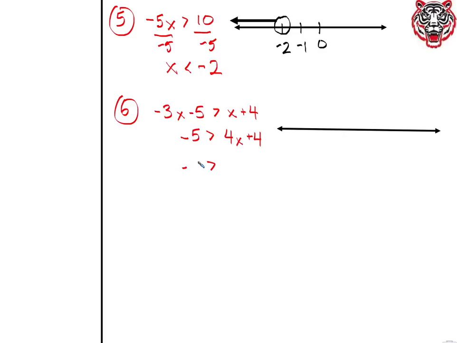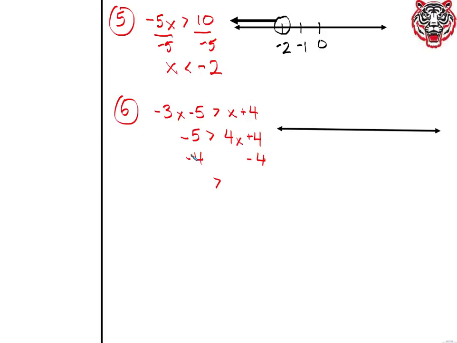Oh wait, no, it's -9. Is it -1 or -9? -9. Let me write out what I'm actually doing. I'm subtracting 4 from both sides, right? -4, -4. So what do I have? -5 and I'm subtracting 4, so I'm adding another -4. What is it? 9. Positive or -9?